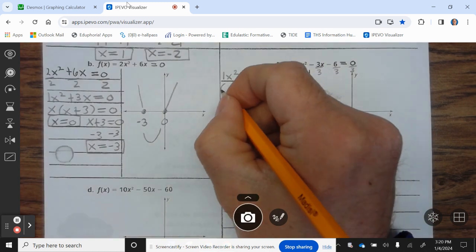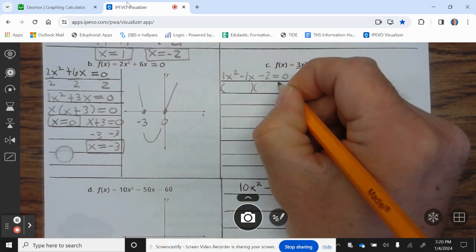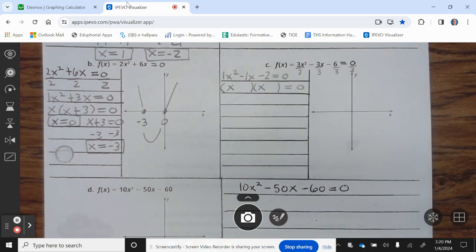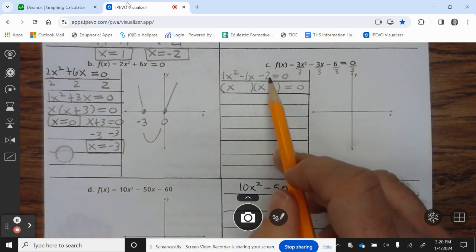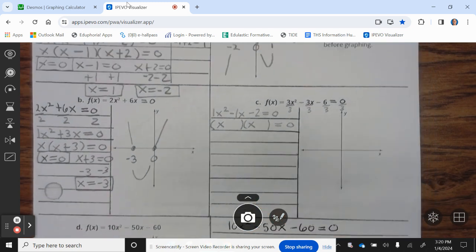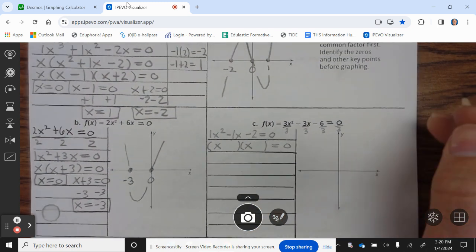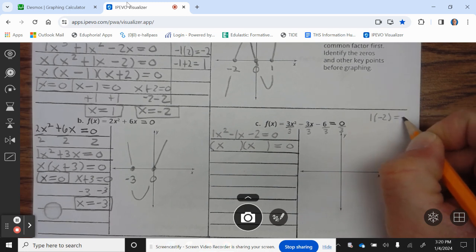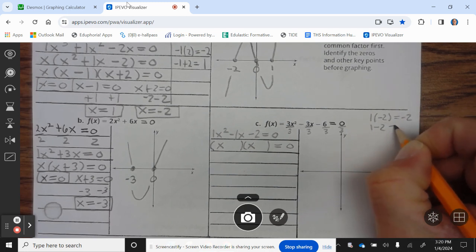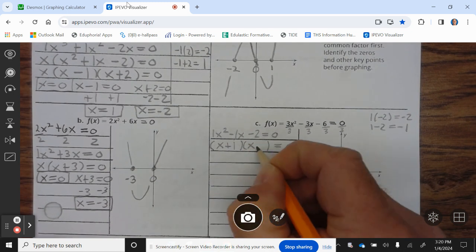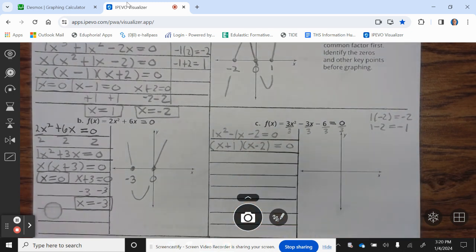So 2 parentheses, x and x. Now we need to figure out what two numbers multiply to give you negative 2 combined to be negative 1. Since the middle number is negative, the bigger number is negative. Okay? So 1 times negative 2 is negative 2. 1 minus 2 is negative 1. So that works.